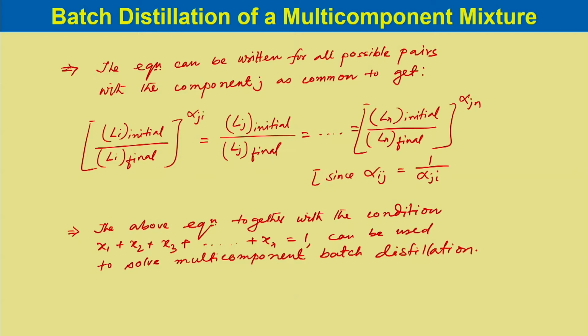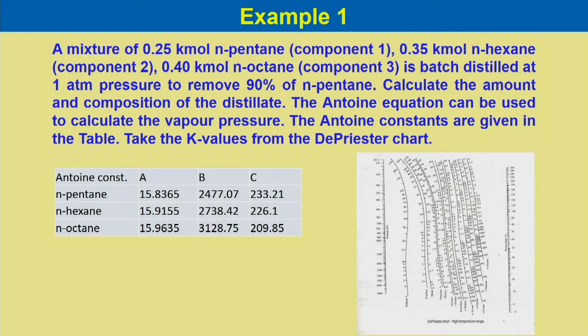Let us look into an example and how we can implement this equation. A mixture of 0.25 kilomole n-pentane, which is component 1, 0.35 kilomole n-hexane, which is component 2, and 0.40 kilomole n-octane, which is component 3, is batch distilled at 1 atmosphere pressure to remove 90% of n-pentane, that is normal pentane. Now, calculate the amount and composition of the distillate.